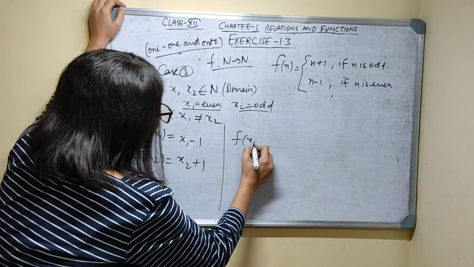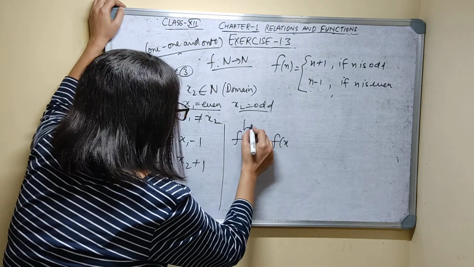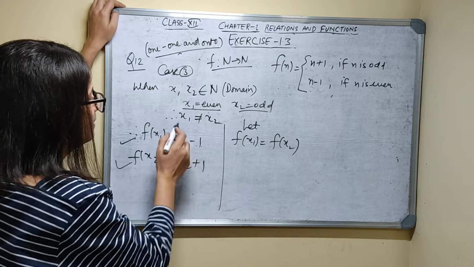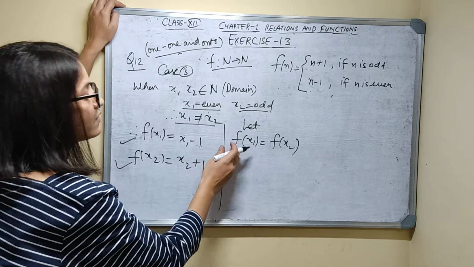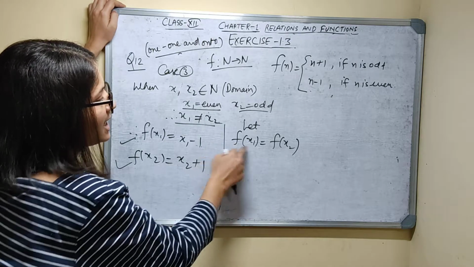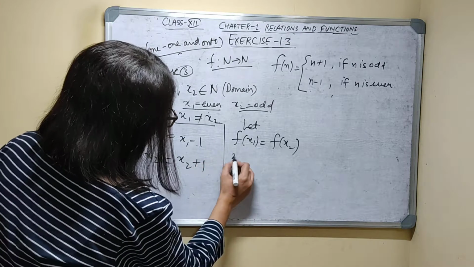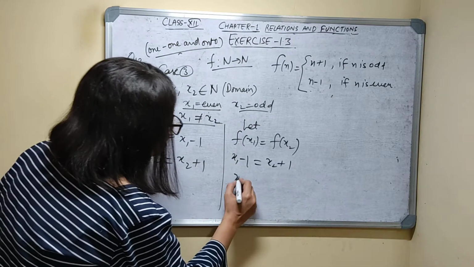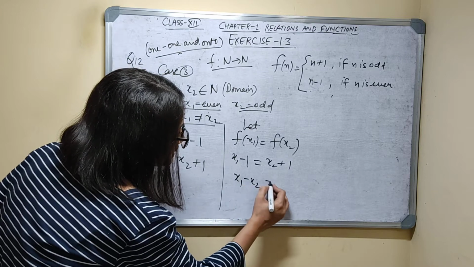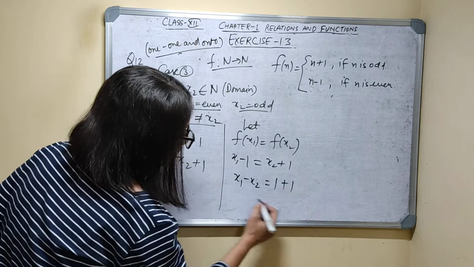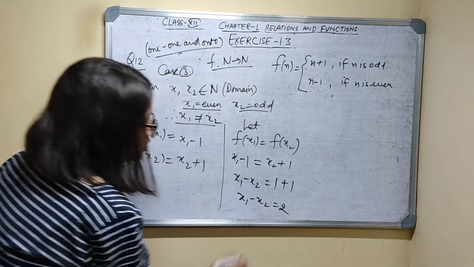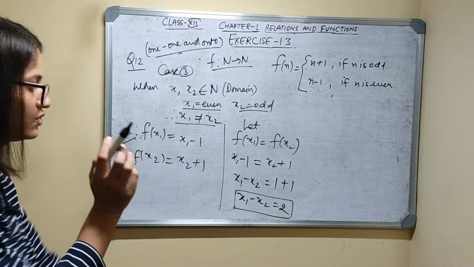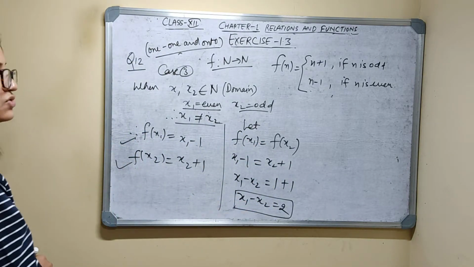Now we will check f of x1 is equal to f of x2. Let f of x1 be equal to f of x2. If it comes equal, it is not one-one, because x1 is not equal to x2, so f of x1 also should not be equal to f of x2. But I am taking f of x1 equal to f of x2. So I will get x1 minus 1 is equal to x2 plus 1. The x2 will come this side, so minus x2, and this minus 1 will go that side, so x1 minus x2 is equal to 2.